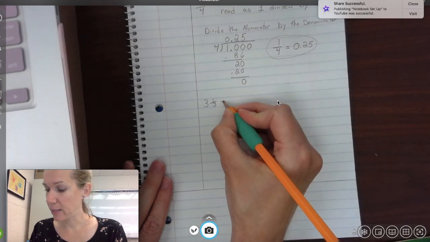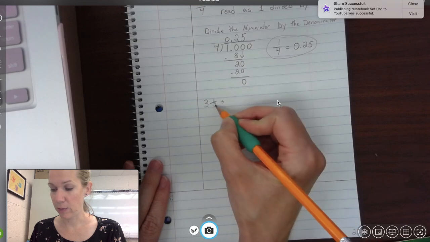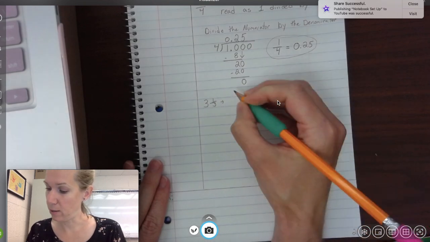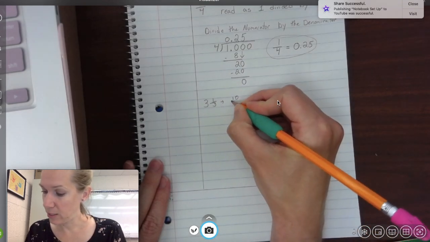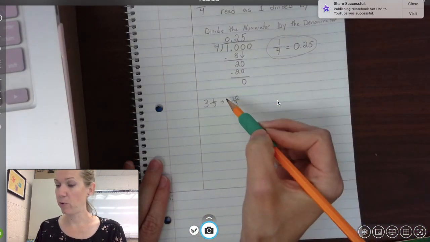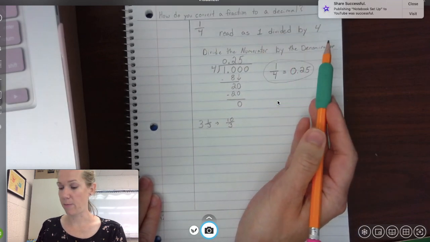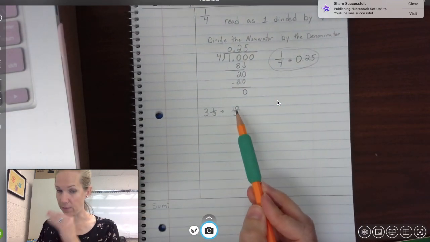So the first way is I'm going to turn this back into an improper fraction. So 3 times 3 is 9 plus the 1. So that would be 10 thirds. Now remember to read it as the numerator divided by the denominator. So I have 10 divided by 3.